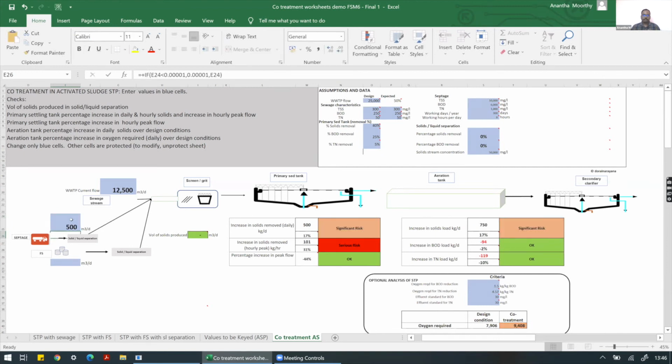to see how this tool is changing. With 17%, it says significant risk on solid, increase in solid removed. Then similarly, a significant risk in solid loading rate. And there is a significant risk with 2000 additional buffer capacity need in the oxygen requirement. So again, I will downplay this. You can see how the tool is coming down and showing whether it is compatible or not.